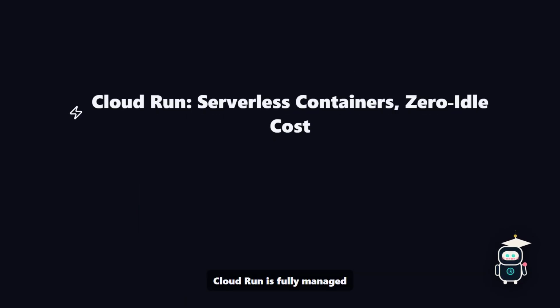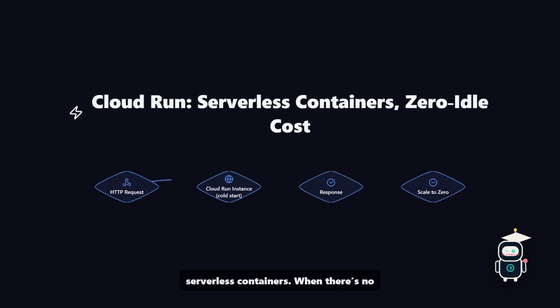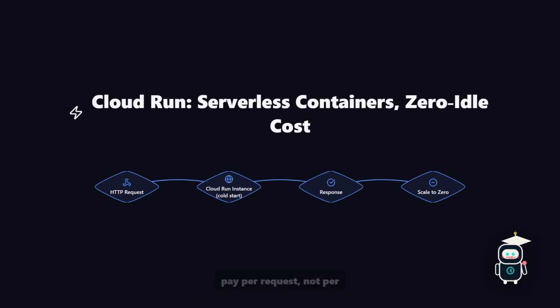Cloud Run is fully managed serverless containers. When there's no traffic, it scales to 0, meaning you pay nothing. The instant a request hits, it spins up an instance in milliseconds, processes it, and you're only billed for the CPU and memory consumed during that request. The punchline: you pay per request, not per server. No idle bills hiding in your cloud account.